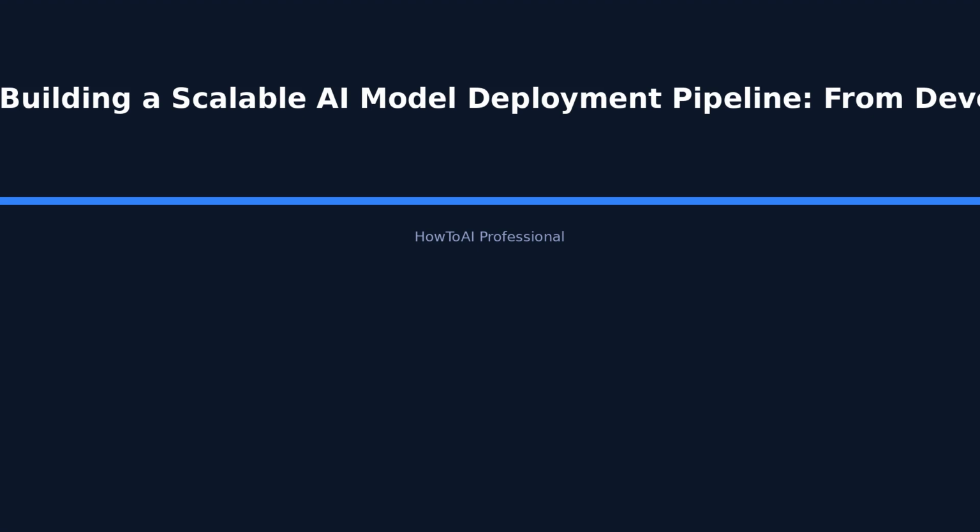Tools like DVC, or data version control, can help facilitate this by allowing data scientists to version their datasets alongside their code. This ensures that we can always reproduce our models and understand which data was used for training and evaluation.